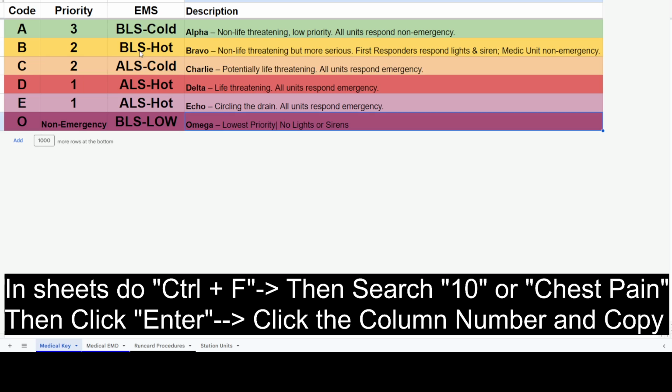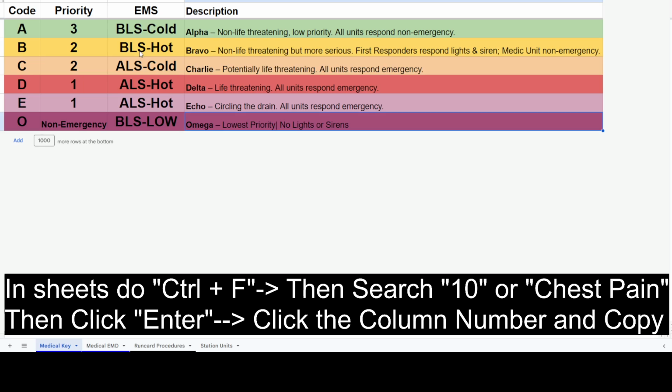The next is a Charlie response. Charlie responses are categorized as advanced life support, ALS, cold calls, meaning they're potentially life-threatening. All units are assigned and permitted to respond emergent to such an event. Delta responses are always to be priority 1. They are ALS hot calls with major life-threatening factors. Again, all units are to respond emergent.